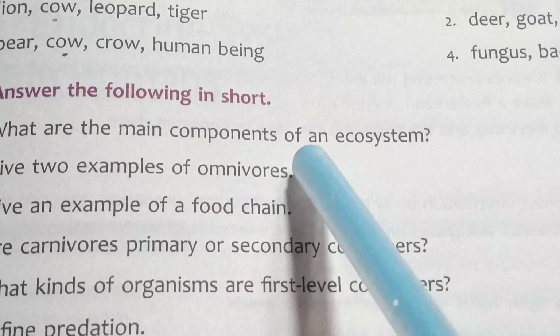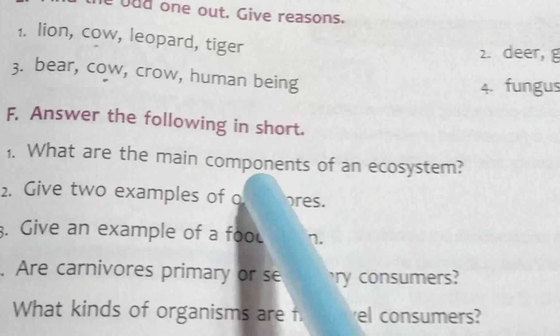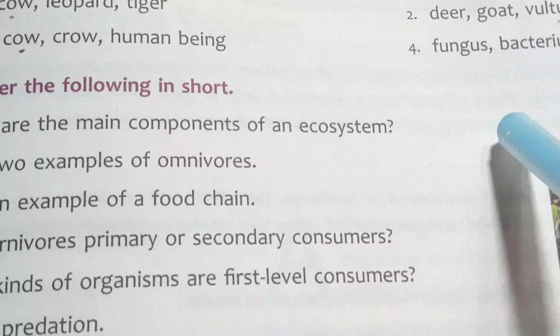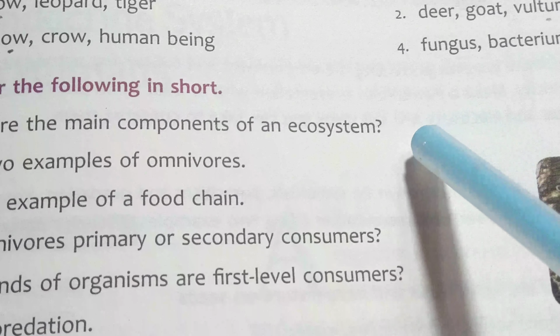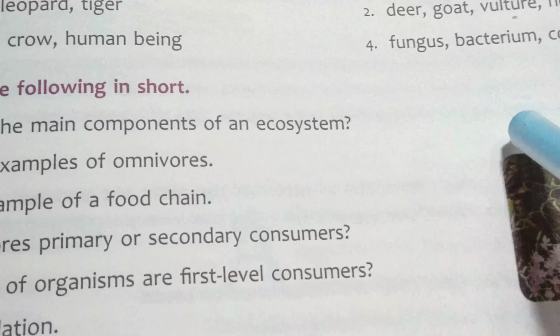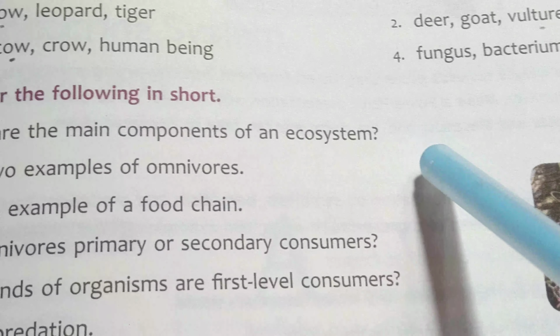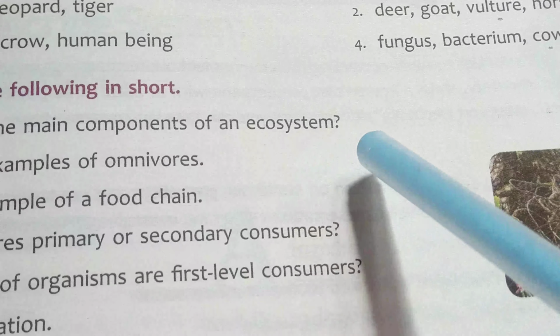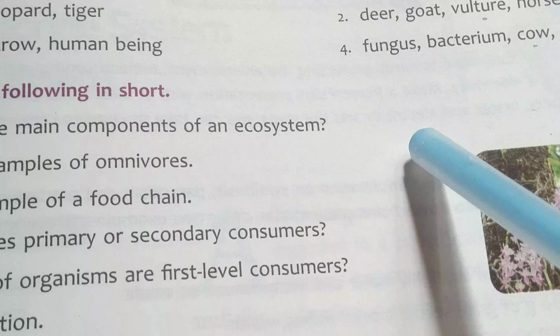Next, the short questions. What are the main components of an ecosystem? Basically, the main components of ecosystems are biotic and abiotic factors. The biotic factors are basically green plants, I mean the producers. Next, consumers, decomposers. Whereas the abiotic factors are the main factors of the environment like temperature, air, water, etc.